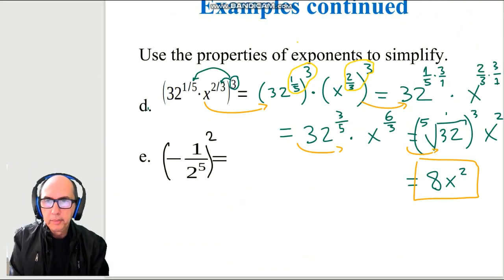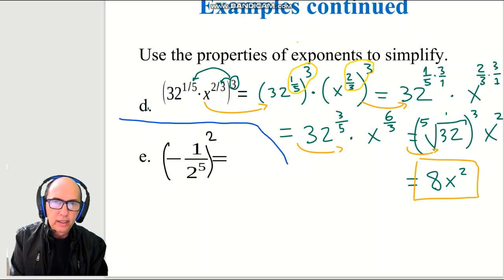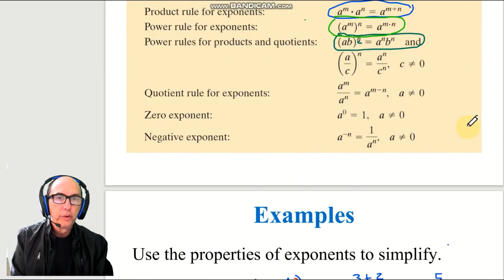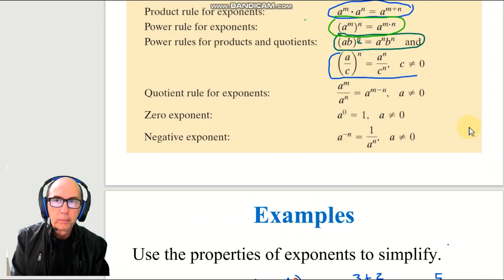Now the next example, I fixed the example. Look, parentheses, negative 1 over 2 to the power 5, the whole thing squared. The rule we will use is the power rule for quotients. If we have a fraction to the power of n, it's the same thing as the numerator to the power of n over the denominator to the power of n.